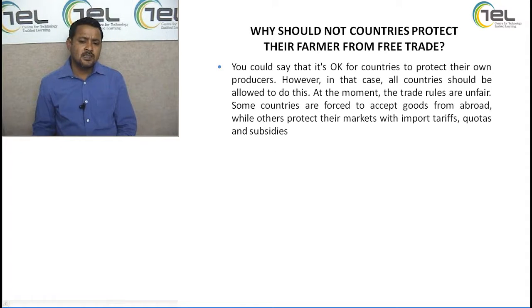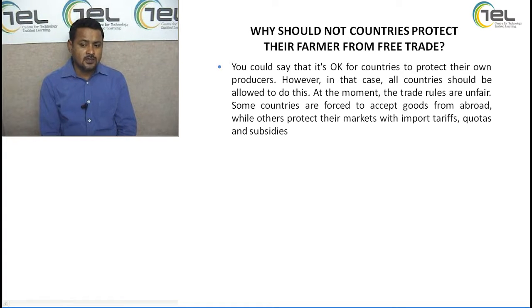But there is a legitimate question: why should a country not protect its farmers from free trade? Because free trade will kill some of the industries. It will kill some of the farmers, and not only the farmers but also some of the producers or industrial manufacturers. You could say that it's okay for countries to protect their own producers. However, in that case, all the countries should be allowed to do this.